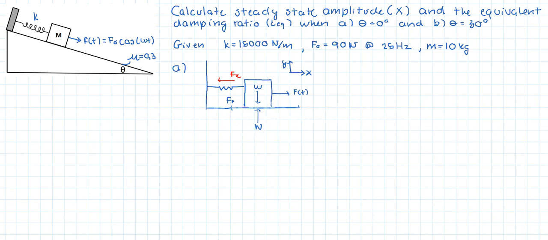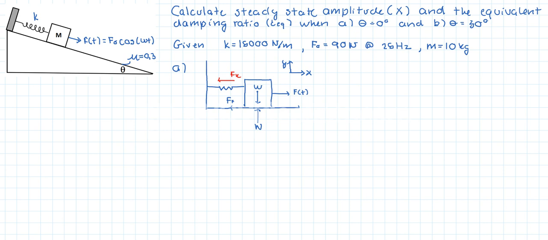Hello everyone. Today we're going to do our first problem with Coulomb friction. The system that we're going to study consists of a mass on an inclined plane. It's attached to a spring that has a stiffness constant of 15,000 newtons per meter. The mass is equal to 10 kilograms, and there is a harmonic force pulling on the block with an amplitude of 90 newtons at a frequency of 25 hertz.